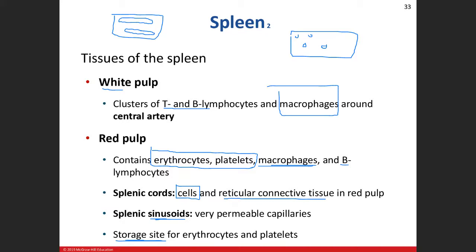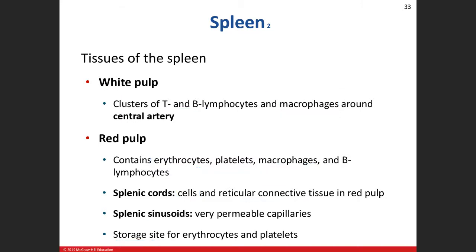Now, a lot of the time in the filtering process, if a red blood cell is damaged or getting really old, it'll get destroyed. It'll start the destruction process in the spleen or in the liver and get broken down. But think of the spleen as a filter for the blood, similar to the kidney, but not exactly. The kidneys do more of a filtering job.